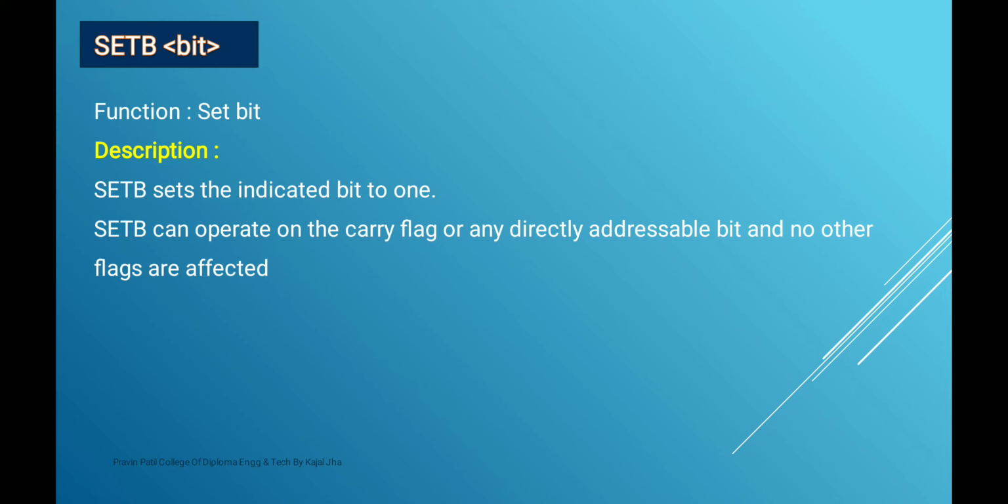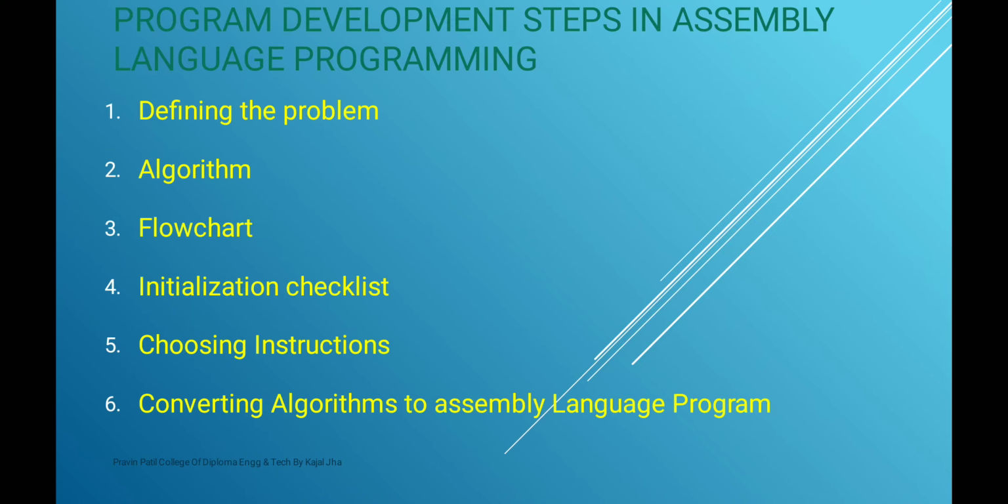After that, SETB, set bit. Set bit means the indicated bit is set to 1. Whichever bit we indicate in the instruction, only that bit will be set to 1. Okay, SETB can operate on the carry flag or any directly addressable bit, and no other flags are affected here, because we perform the operation only on a single bit.